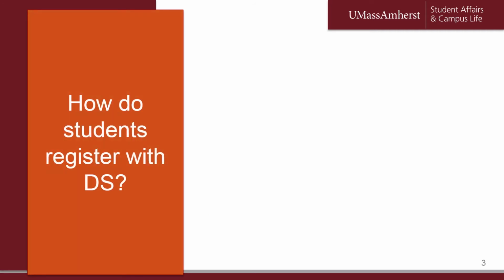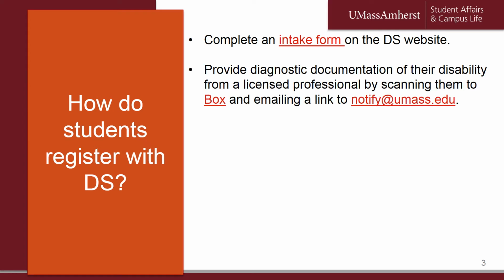How to register with Disability Services. First, complete an intake form on the Disability Services website. Next, provide diagnostic documentation of your disability from a licensed professional by scanning those materials to Box and emailing a Box link to notify@umass.edu.